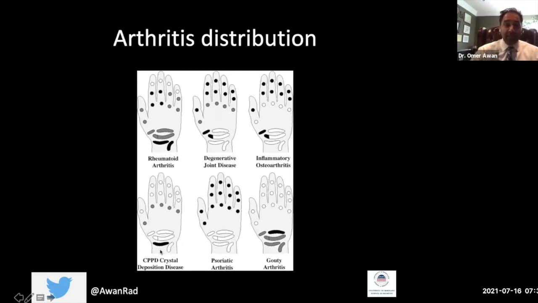Pyrophosphate arthropathy typically involves the radiocarpal joint and sometimes the second and third MCP joints. Okay. Psoriatic arthritis is going to have distal distribution, and gout can really involve any joint, but classically involves the first MTP joint in the foot and the CMC joints in the wrist/hand. Okay, but gout is actually the one arthritis that can really involve any joint in the body.